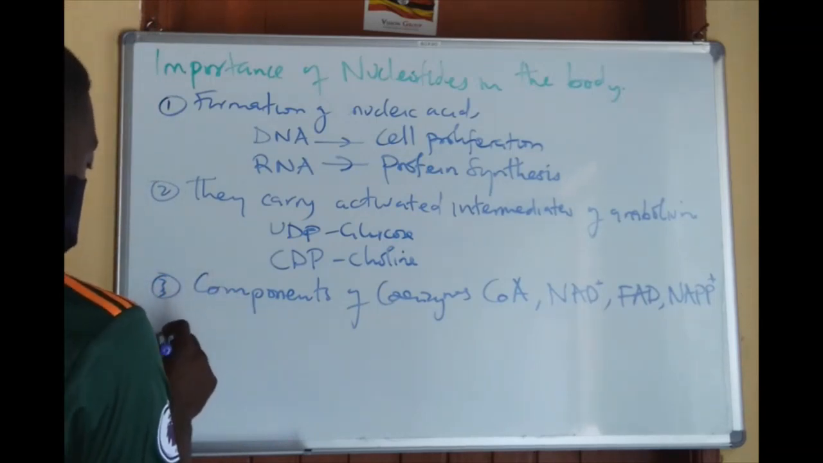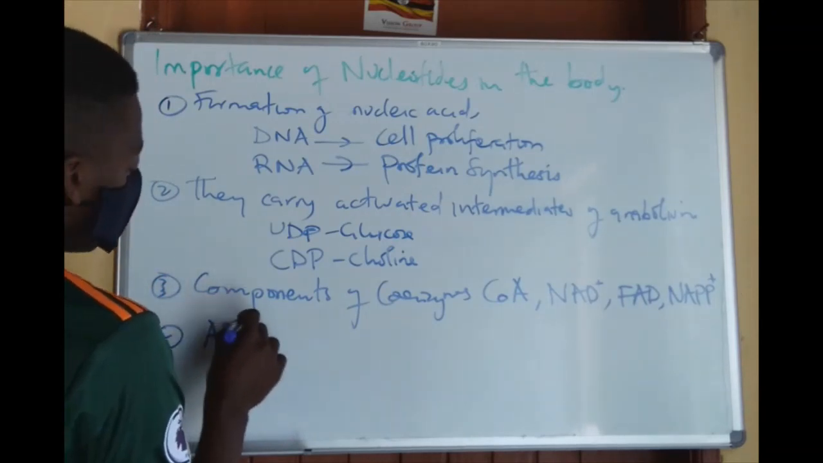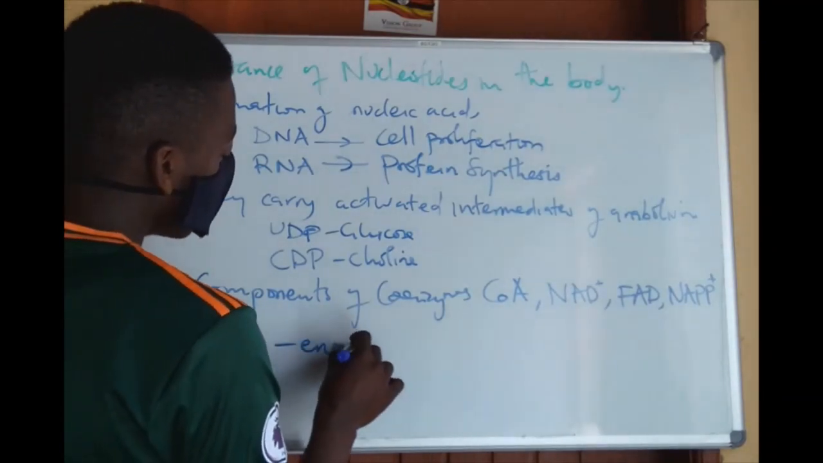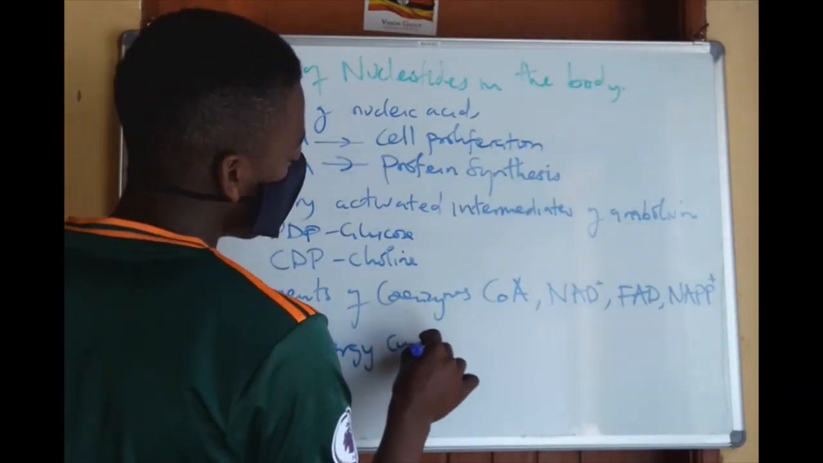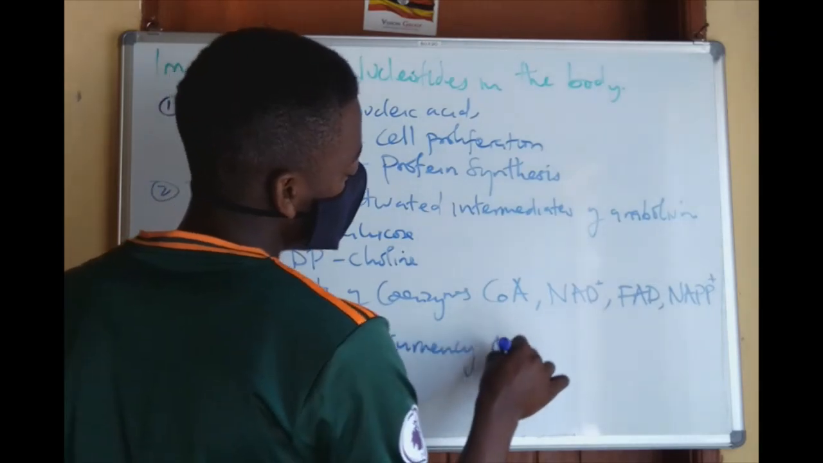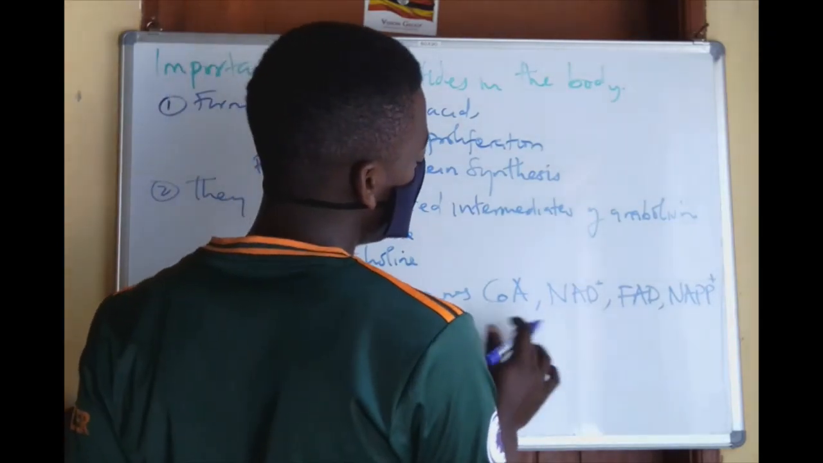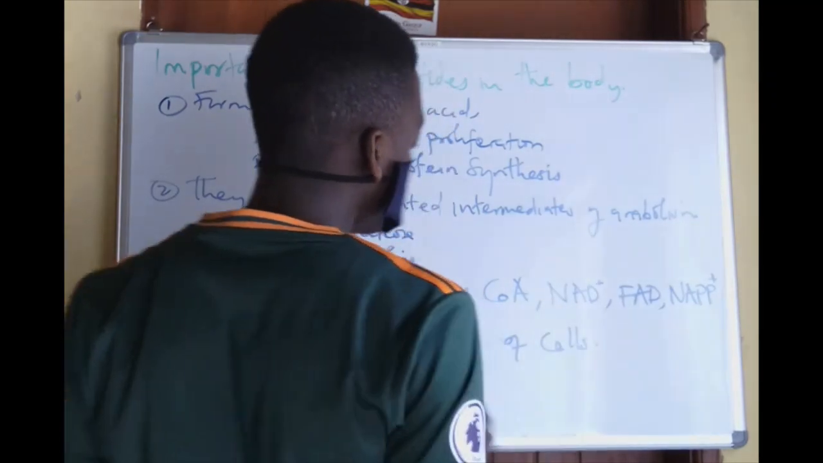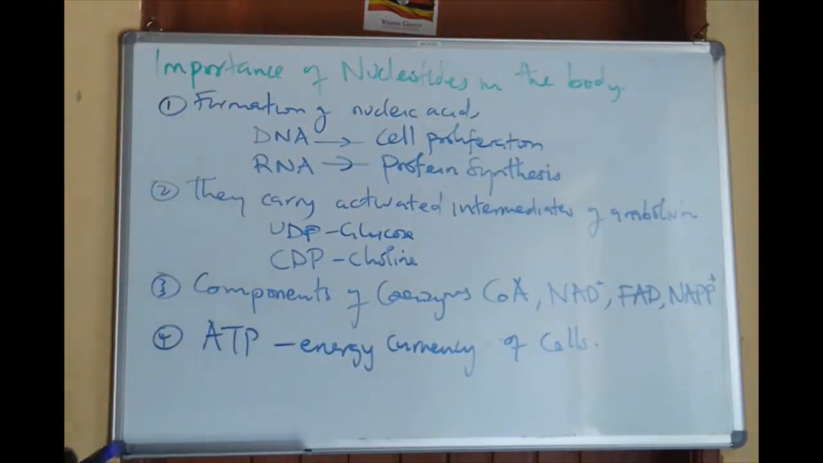And a fourth point is ATP. ATP is the energy currency of cells. The energy currency of cells is ATP.